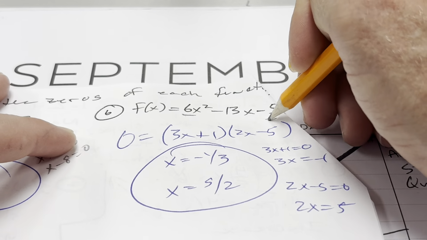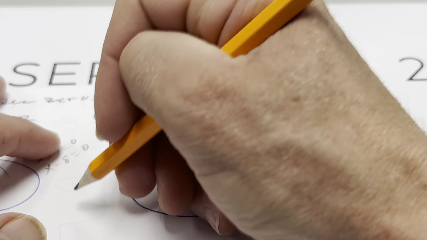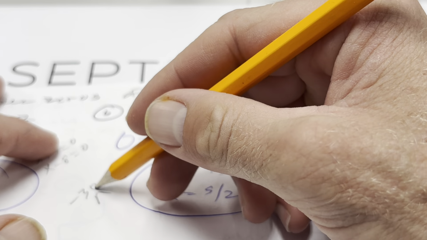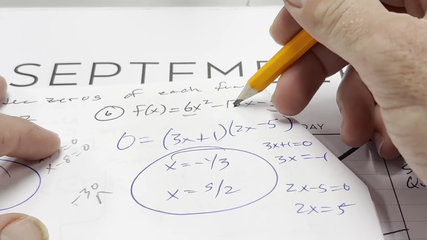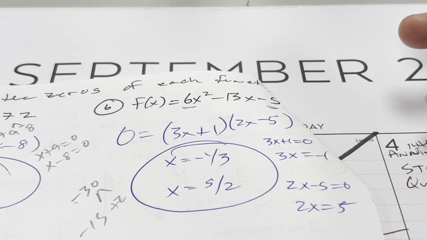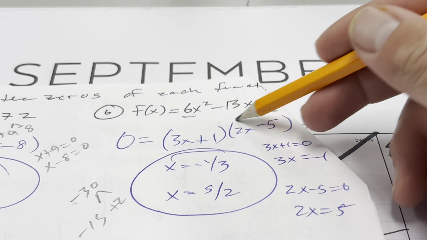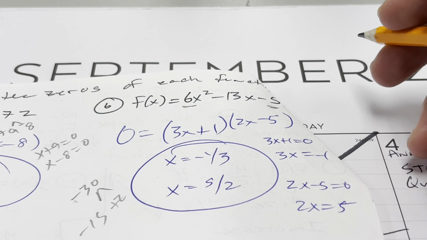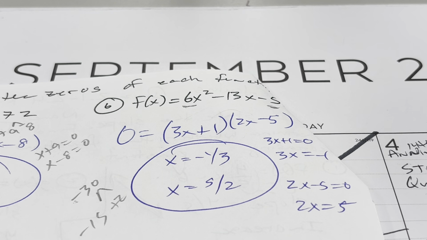So I do a times c. A times c, 6 times -5 is -30. Well, it multiplies to 30 and differs, because it's negative, by 13. That's going to be 15 and 2. Now, those aren't the factors, but that tells me that it does factor. And if I do a little guess and check, this is how it factors. Again, if you use the quadratic formula on this one, that is fine.